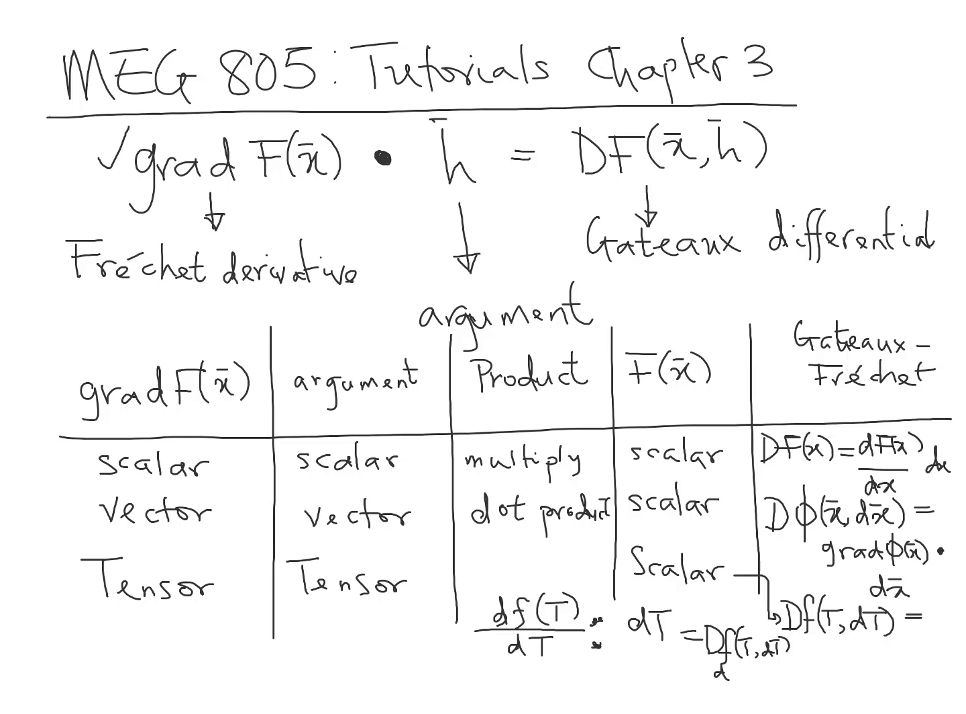So this table is actually what you need for, I think, the first part of the tutorial questions that asked you to show that the derivative of the trace of a tensor is equal to something and all that. You are going to use this Gateau-Fréchet relationship to get your results.